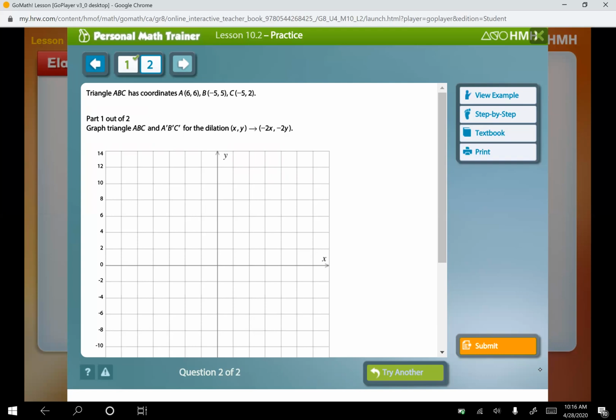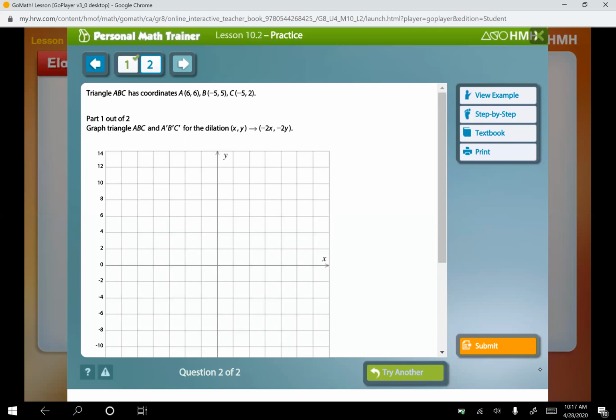Okay, so I have A is 6 and 6, B is -5 and 5. And it's also a good idea to copy them down because you're less likely to make a mistake. A prime, B prime, C prime. You don't want to be forgetting what the numbers are. Okay, so we're multiplying by -2. So A prime is going to be -12 and -12.